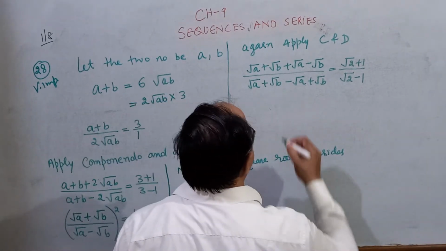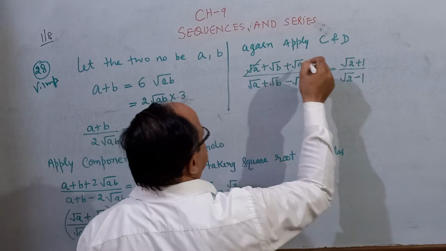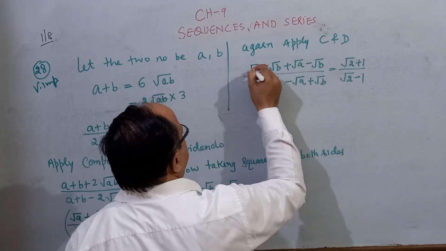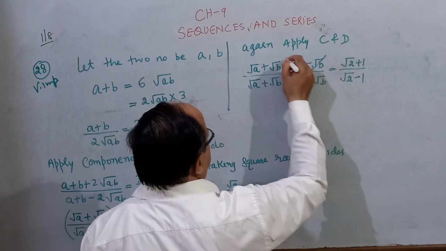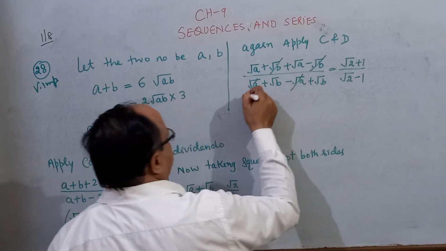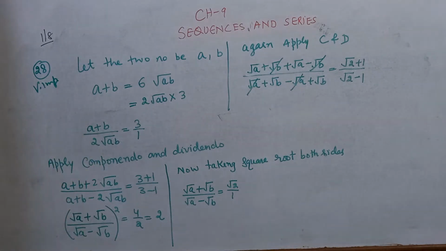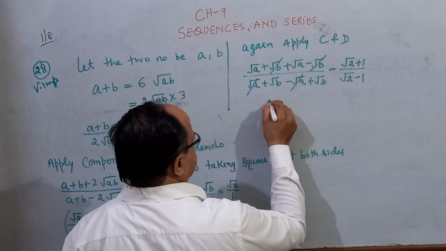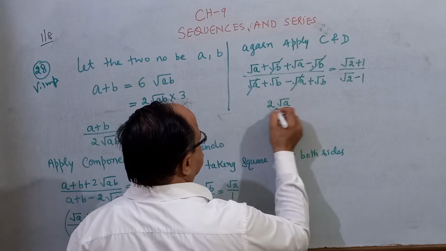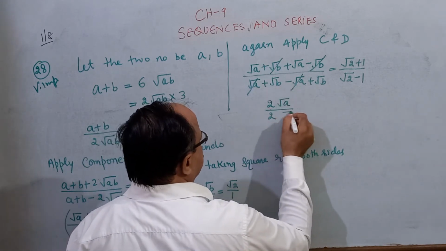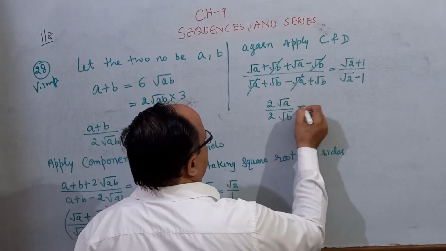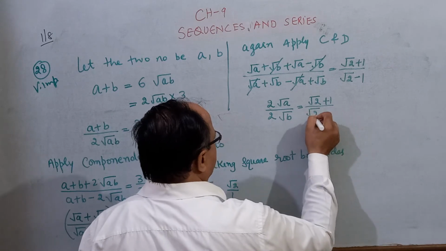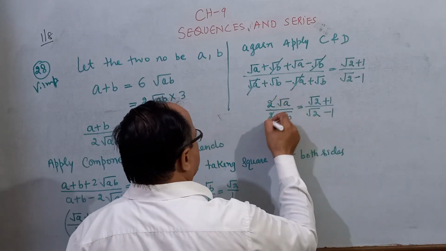Now you know that this term will be cancelled. Root B to root B cancel, and here root A to root A cancel. Check again. Root A plus root A, that is 2 root A, and here 2 root B, that is equal to root 2 plus 1 upon root 2 minus 1. 2 to 2 cancel.